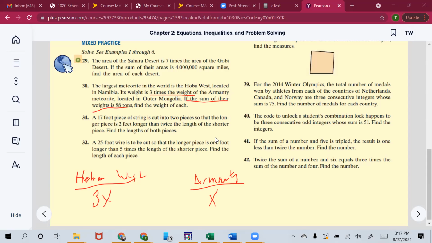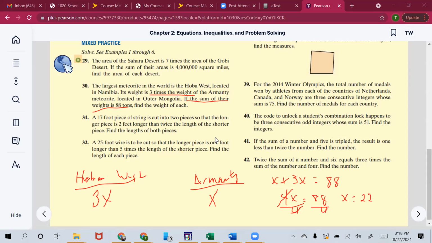The sum of their weights is 88 tons. So if Armonti weighs X and Hoba West weighs 3X, then I add those two things together, because that's what the sum means. So we got X plus 3X equals 88. If I combine like terms on the left side, I'm going to have 4X equals 88. I'm going to divide both sides by 4, so I get X equals 22.